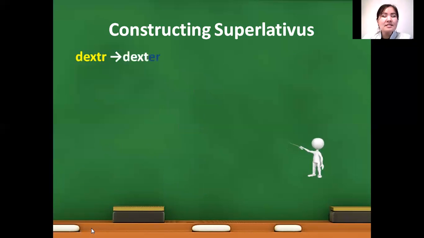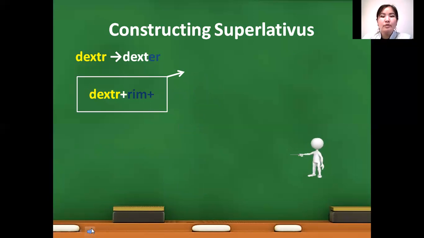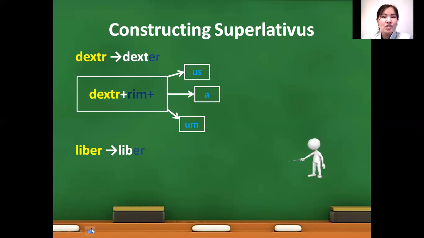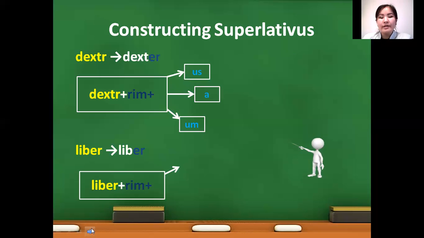Okay, next, dexter. It is stem of dexter, adjective with ending er. It means we use second structure, stem plus rim. So, superlativus masculinum dextrimus, femininum dextrima, neutrum dextrimum. Same with liber, which is stem of adjective with ending er. It means again we will use second structure, stem plus rim. So liberrimus, liberrima, and liberrimum will be.